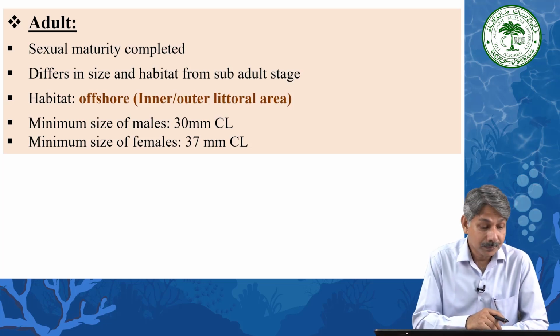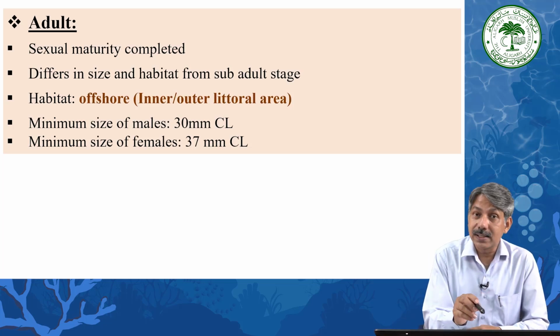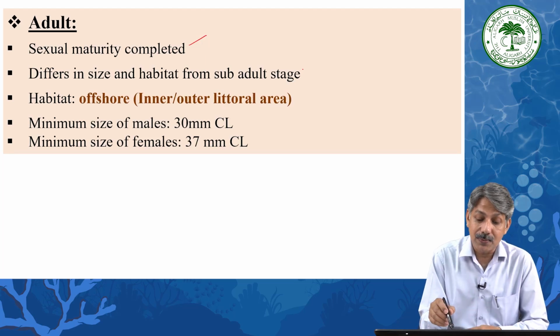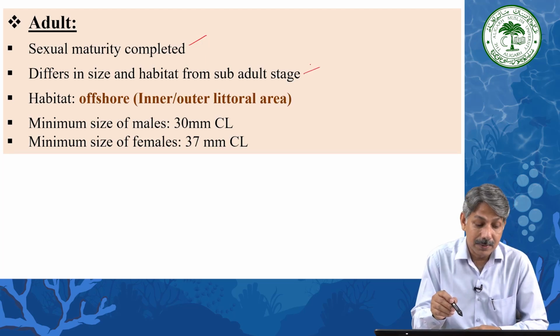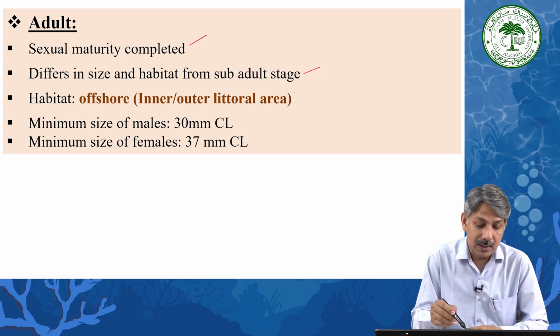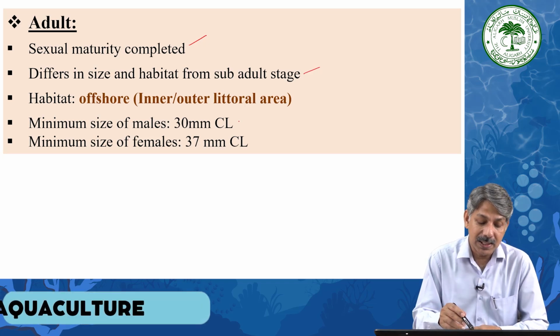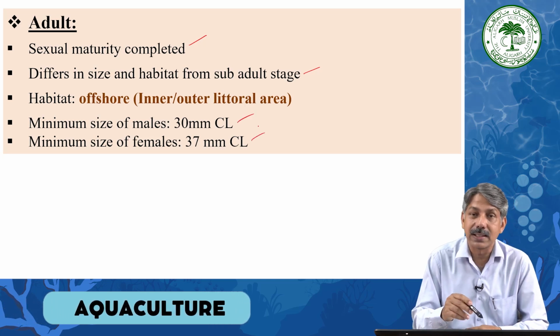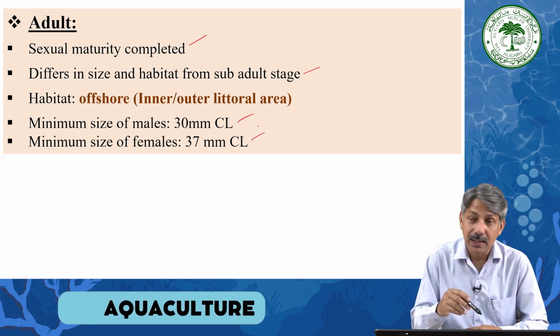Adult stages: sexual maturity in adult stages is completed. Differs in size and habitat from subadult stages. Habitat again offshore, inner or outer littoral area, minimum size of males 30 mm carapace length, and in case of females 37 mm of carapace length.